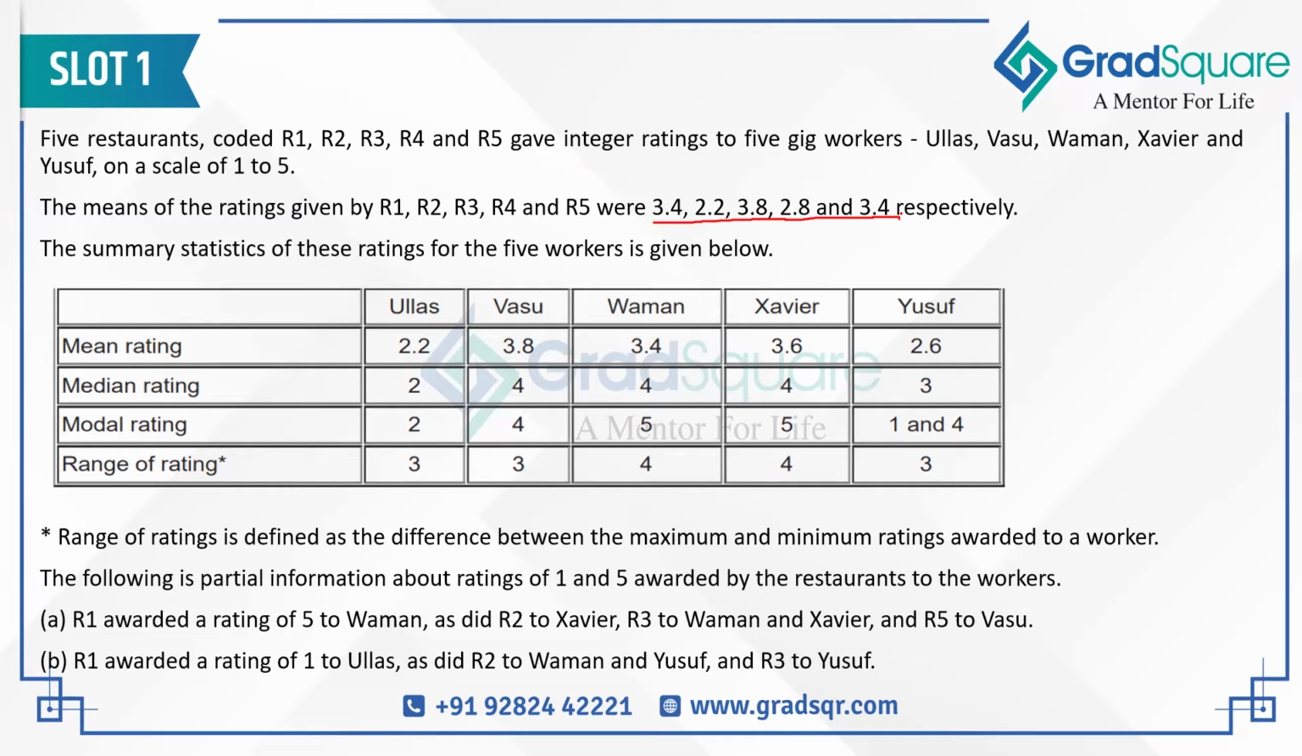After that, we have been given a table in which each of the gig workers' mean, median, mode and range has been given. Now, what is mean? We have already explained the meaning of mean. Mean is the sum of all the ratings divided by 5. So all the 5 restaurants would have given some rating to each worker. The sum of those divided by 5 will be the mean rating for each worker.